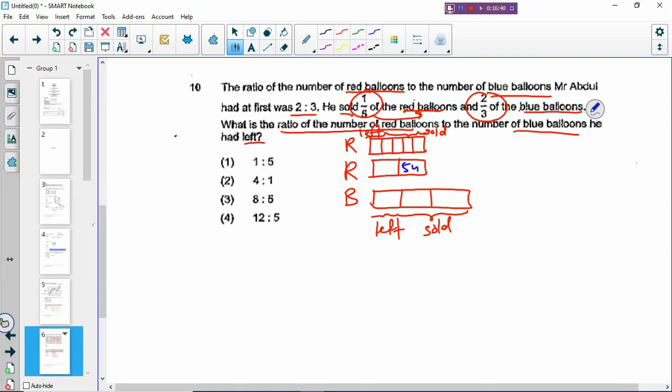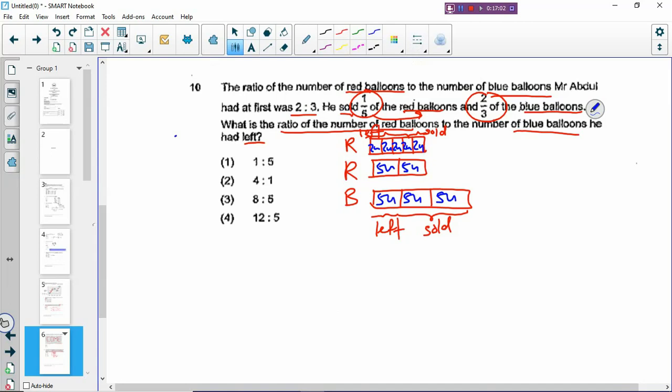So which means that I can do something like this. Cut it into 10 units, and then inside here I cut every box into 2 units, and now you can see there are 10 units on top. There are also 10 units below. So that's how you cut them equally. And of course, you have to do the same for the blue balloons. You also have to cut it into 5 units.